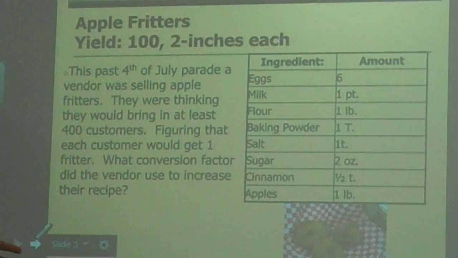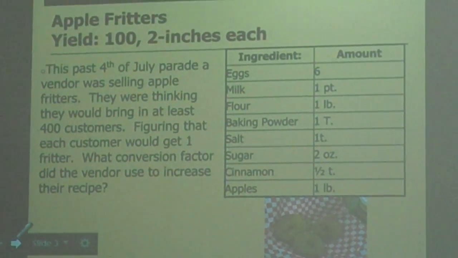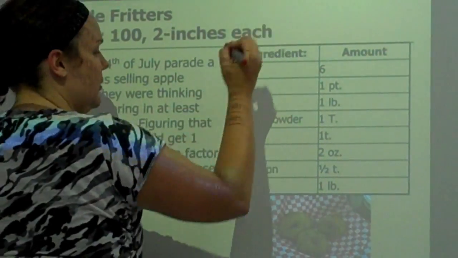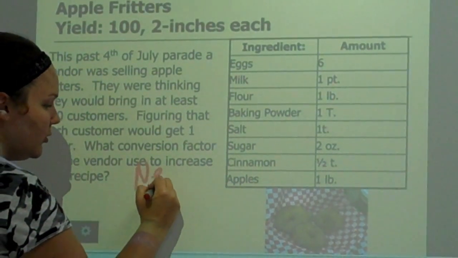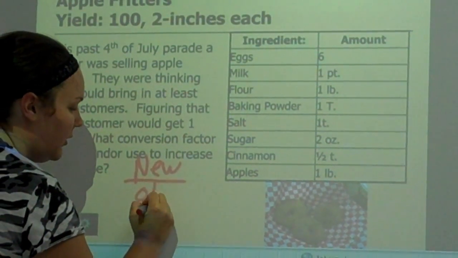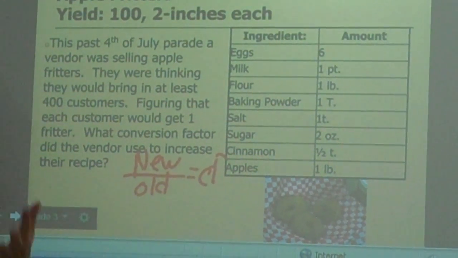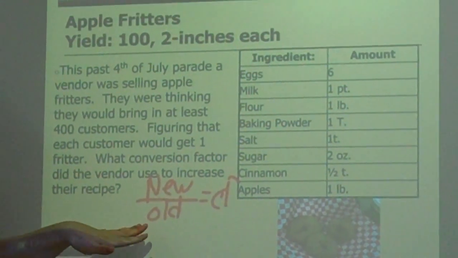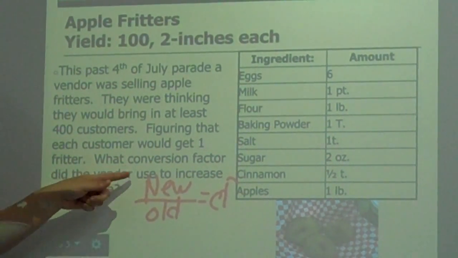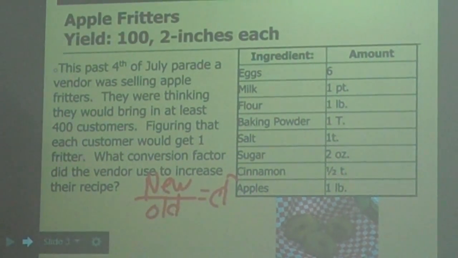Alright, so now let's apply our formula. Let's remember, I'm going to write it down here: new divided by old equals CF, and you remember your CF as your conversion factor. The best way to remember this is just know N over O, and then that's your conversion factor.